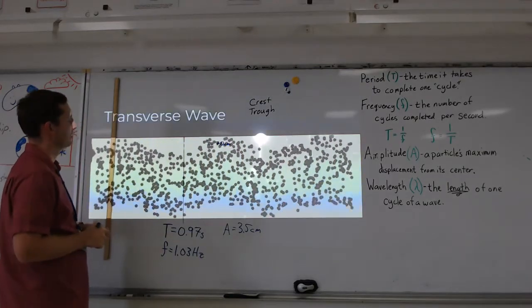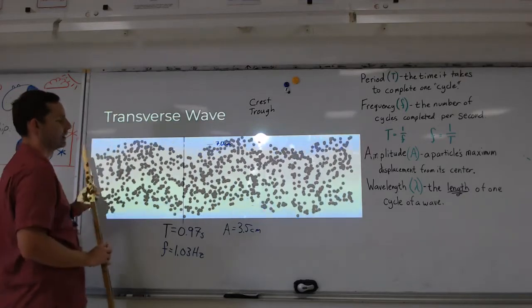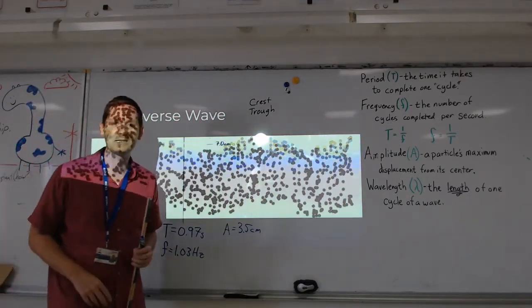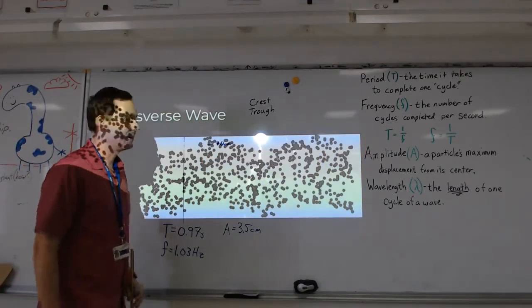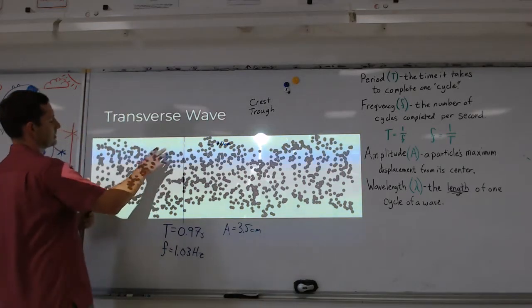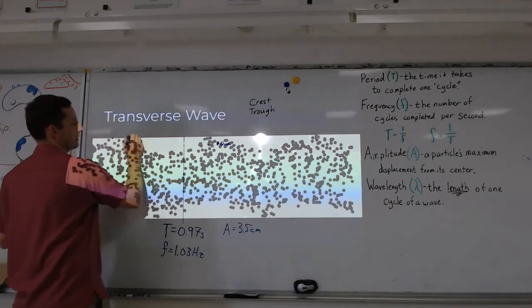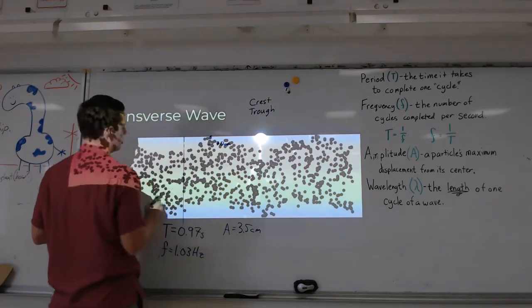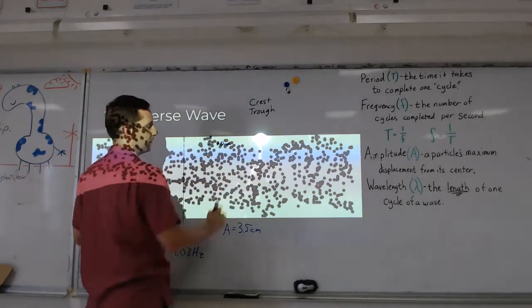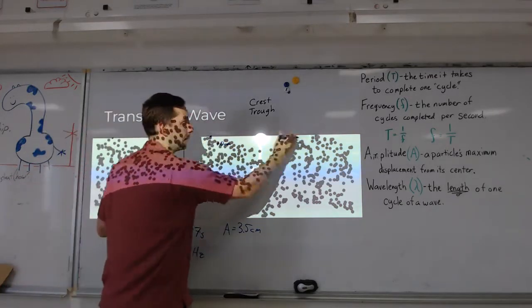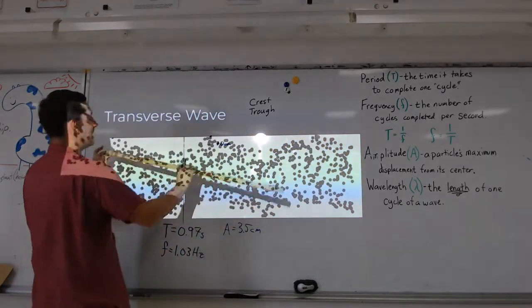From there, we can now find the wavelength, which is the length of one cycle of a wave. In order to do that, remember in the last one I paused it, so let's pause. And here we go. So it's paused. We can now measure from the top of one crest to the top of the next crest. You could do from the bottom of a trough to the bottom of the next trough. You could measure a couple of crests and divide it. Any of those things are fine.